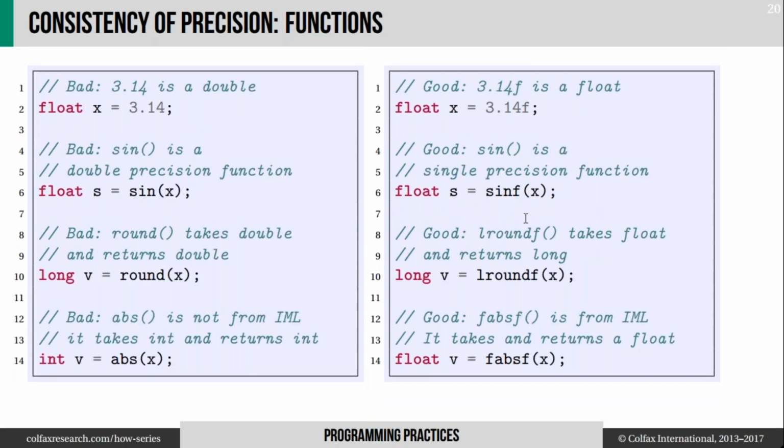In addition to controlling the precision of constants, you need to control the precision of functions and also avoid type conversions. What you need to be aware of is if you want single precision functions, add the suffix f. So sine is a double precision function. Sine f is a single precision.